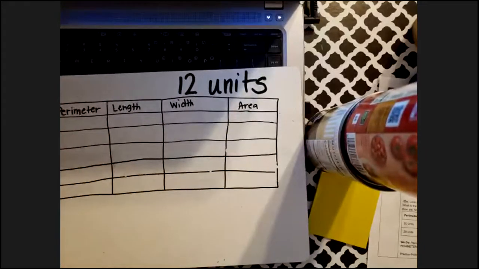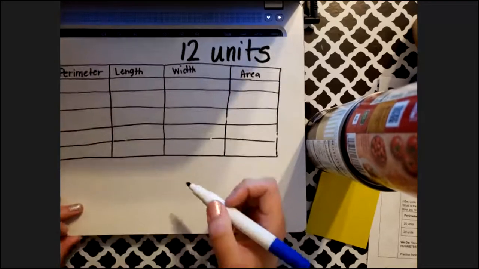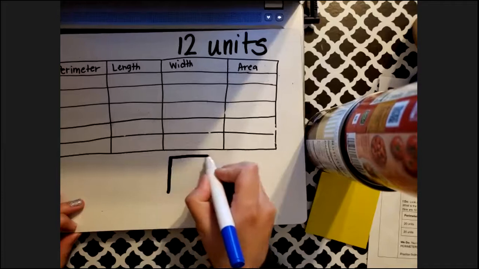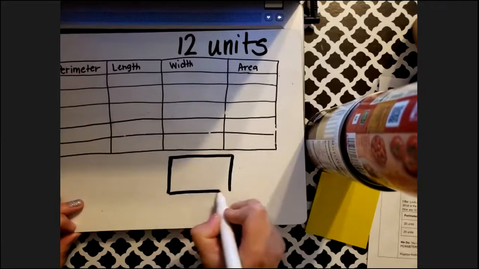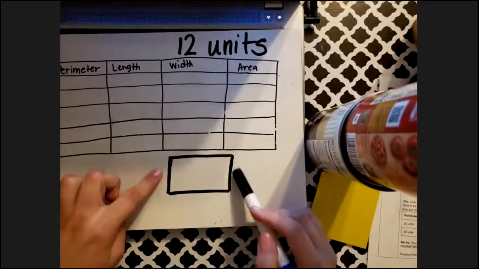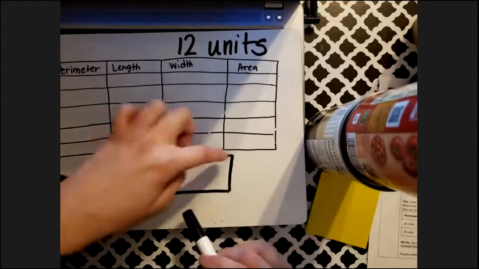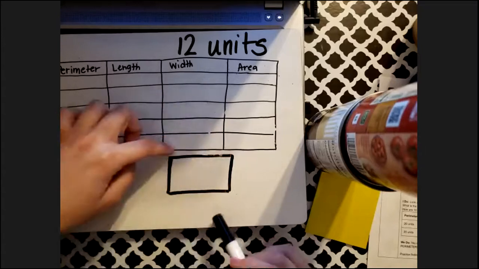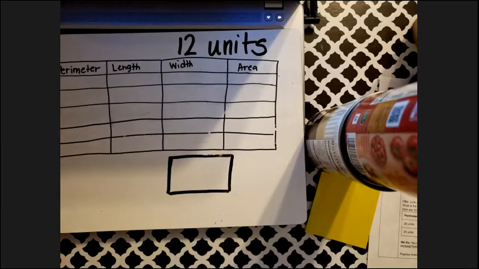We're looking for a perimeter of 12 units. And a rectangle has 4 sides. These 2 sides are going to be the same number. These 2 sides are going to be the same number. That's why I said just focus on the length and the width. I'm going to give you guys another minute.